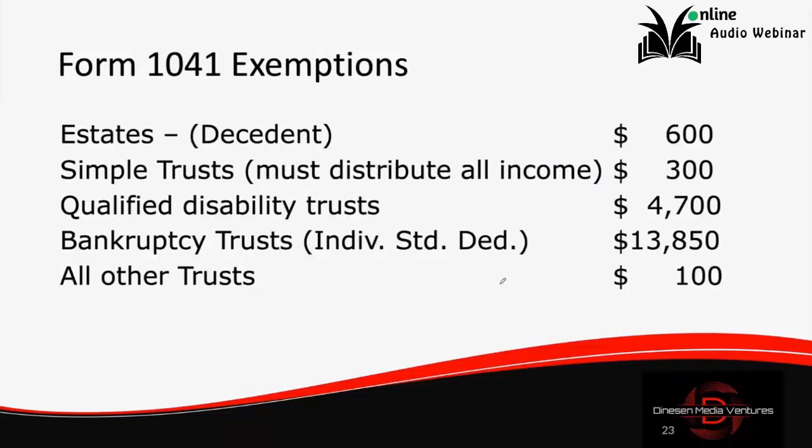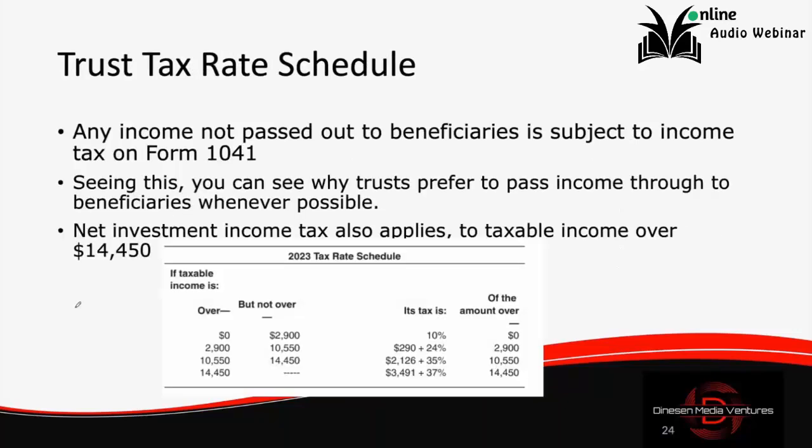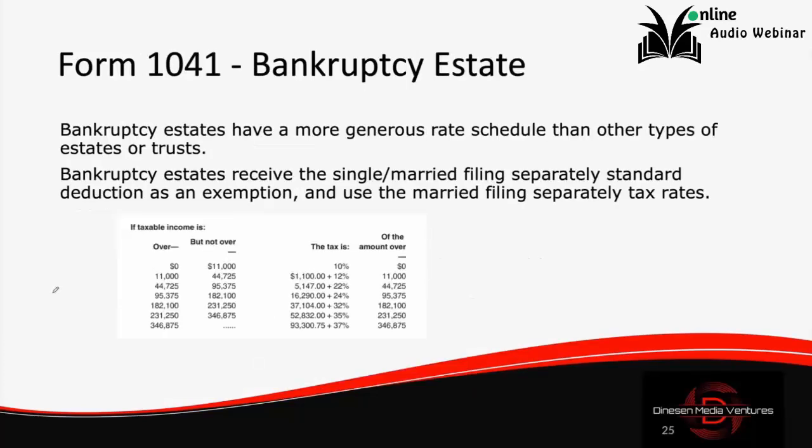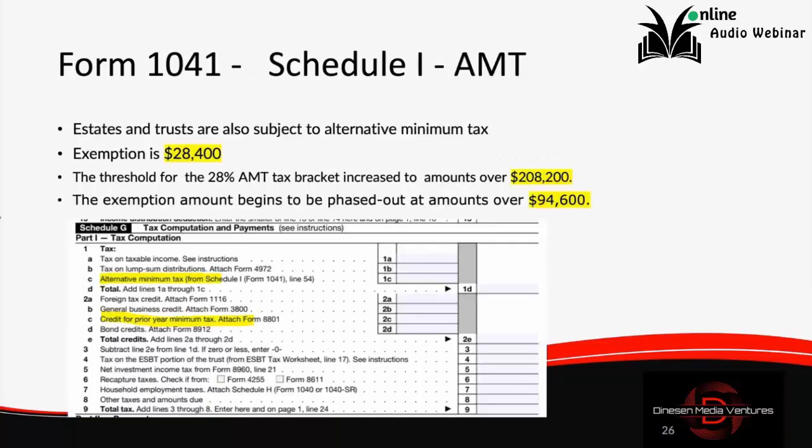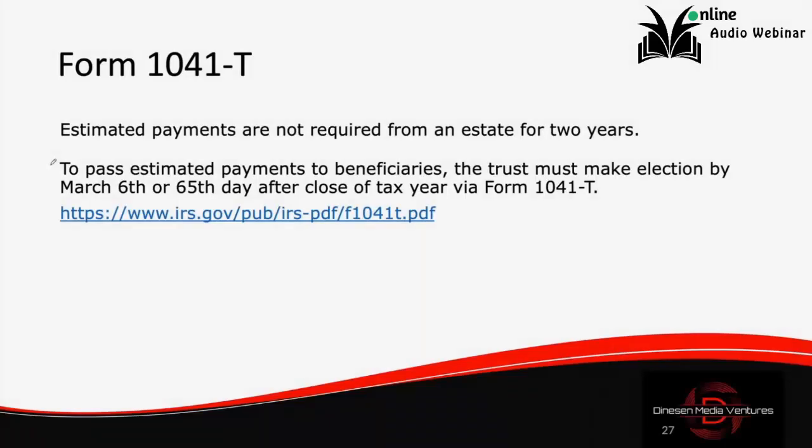So I highlighted the exemption line a couple of slides ago and talked about how on the 1041 there's an exemption deduction, which is basically a standard deduction. It's why most of the time trusts and estates pass everything they possibly can out to the beneficiaries. Unless it's a bankruptcy estate, bankruptcy estates have a far more generous rate schedule. The 1041 is also subject to alternative minimum tax. These entities want to pass everything out to beneficiaries if possible.